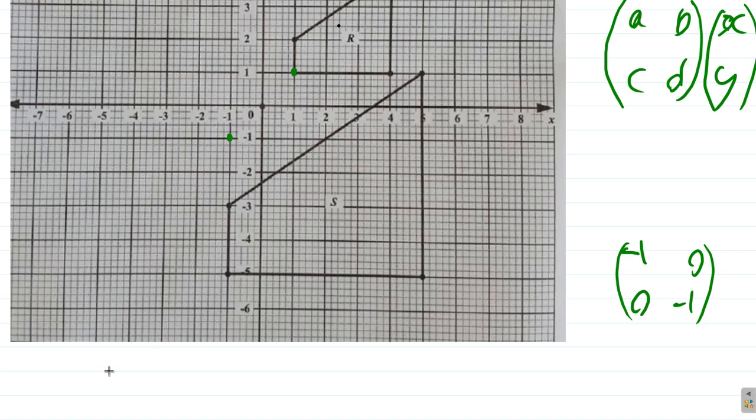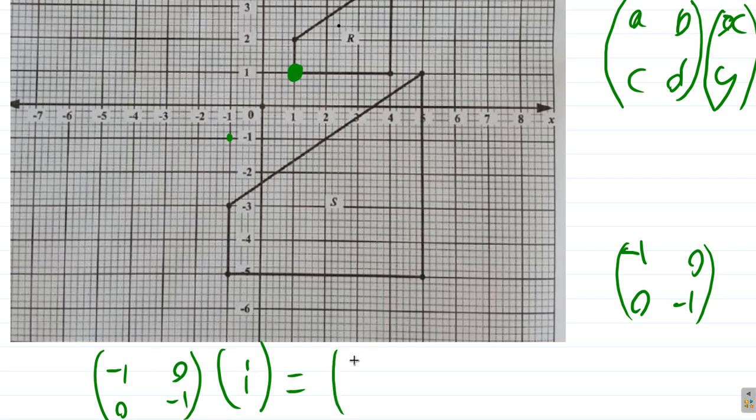So you say negative 1, 0, 0, negative 1, multiply by, in this case, 1, 1. This point here, we're going to rotate it. Negative 1 by 1 is negative 1. 0 times 1 is 0. 0 times 1 is 0. Plus negative 1 by 1 is negative 1. So you get negative 1, negative 1. So this is one of the points that we're looking at. Alright?